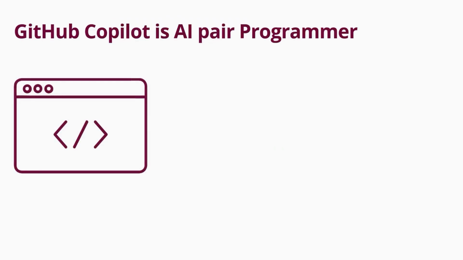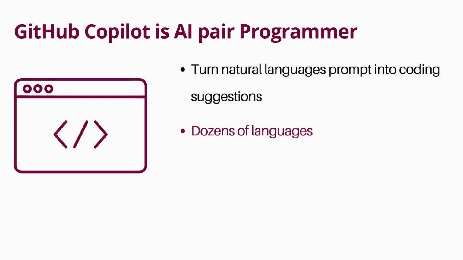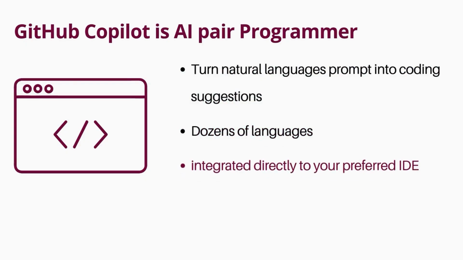GitHub Copilot. GitHub Copilot is your AI pair programmer. It helps us turn natural language prompts into coding suggestions. It works with dozens of languages and is integrated directly into your preferred IDE. It supports a wide range of programming languages and works directly within your preferred IDE. Simply describe what you want to build, and GitHub Copilot will generate the code for you.